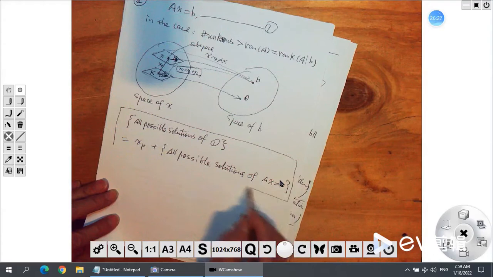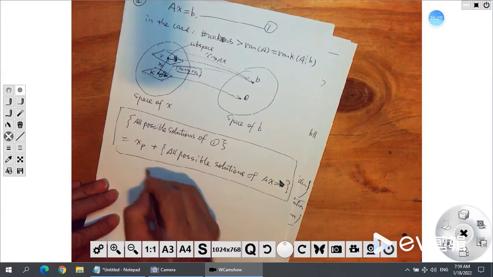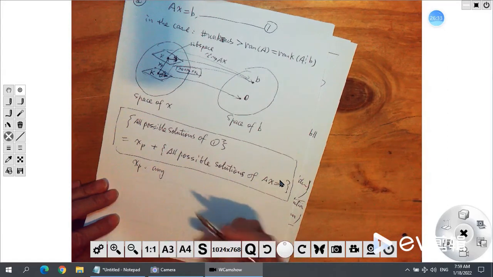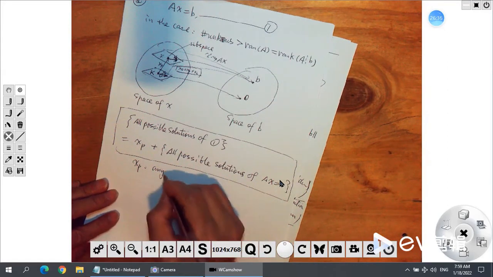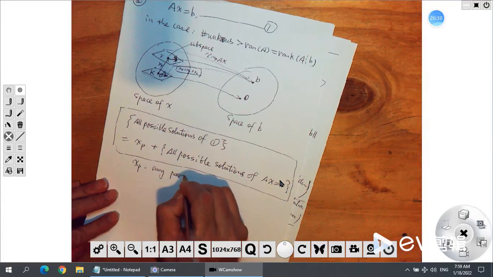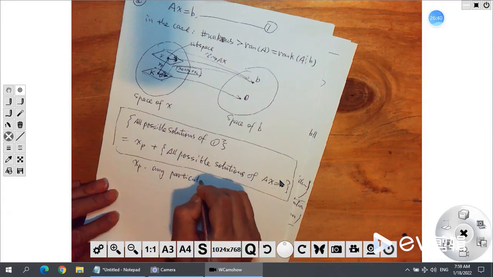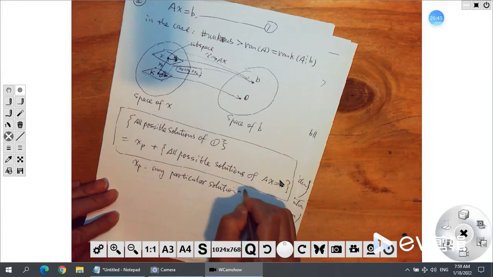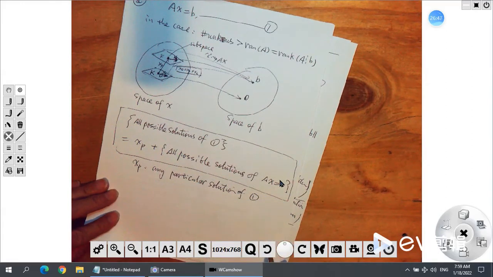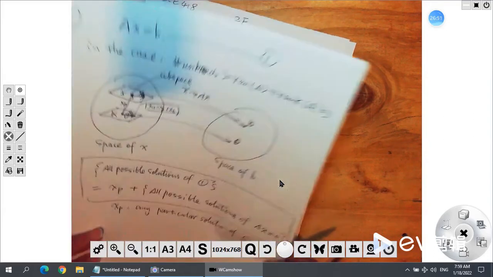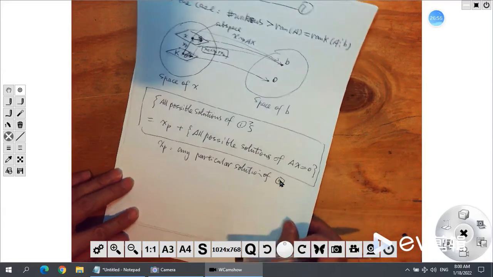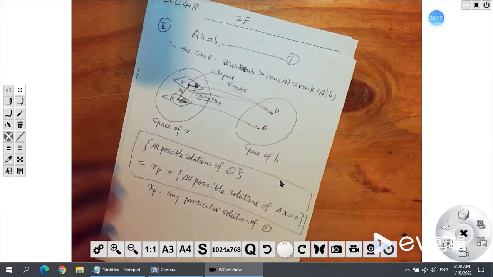The result like this. XP, any value, but you know, you need to find it. So you find any particular solution of one. Yeah, we have these two. Okay, now how to solve it? I use an example to explain it. Okay, the idea is just like this.